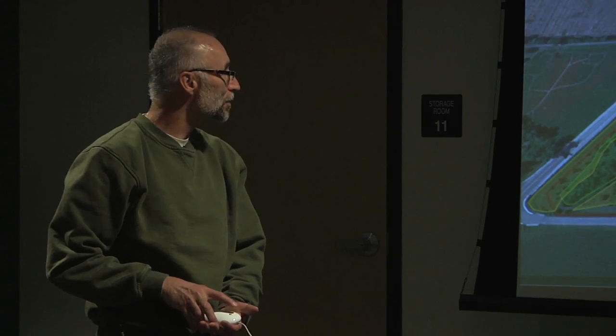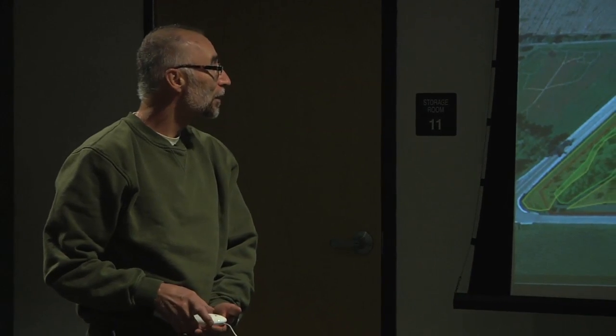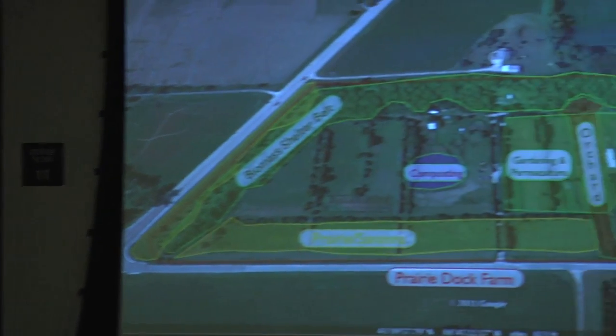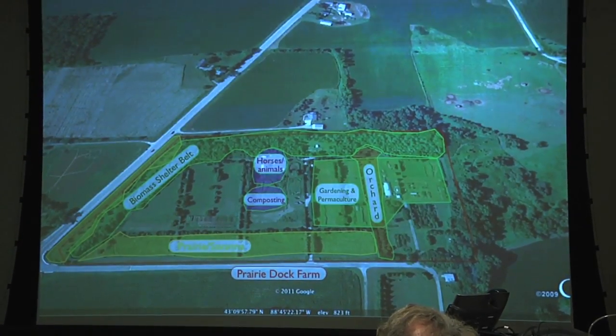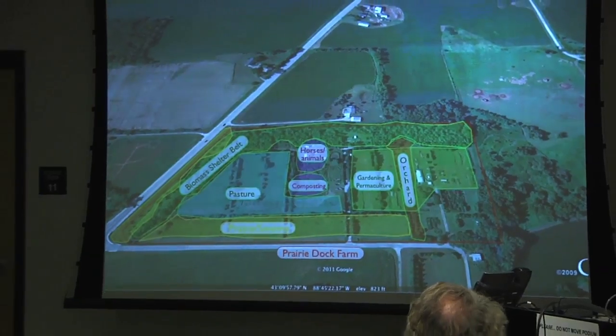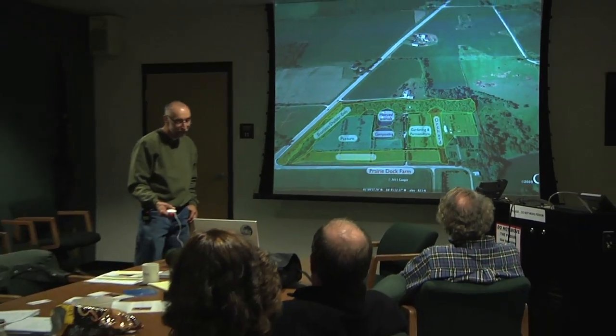We do gardening and permaculture in various areas of the farm. We are a DNR certified compost center. We started to raise horses and animals, and as soon as we did that, we recognized the need for pasture, so we put in some pasture on the farm. And we put in a silviculture.